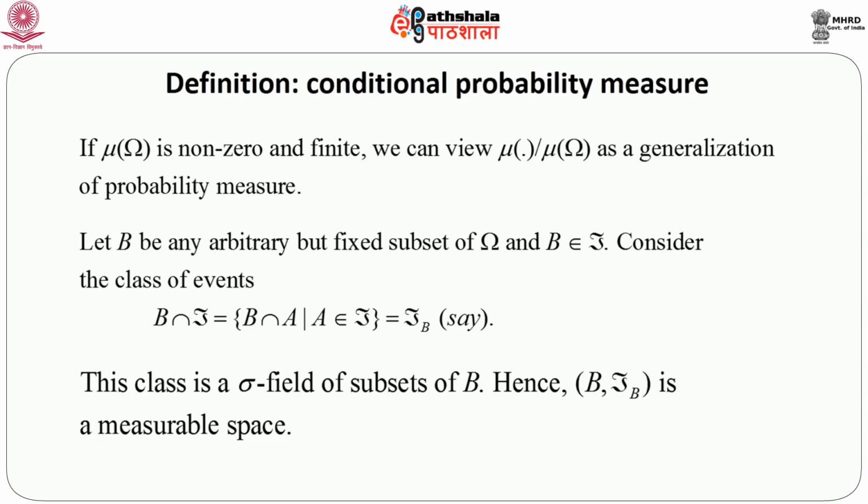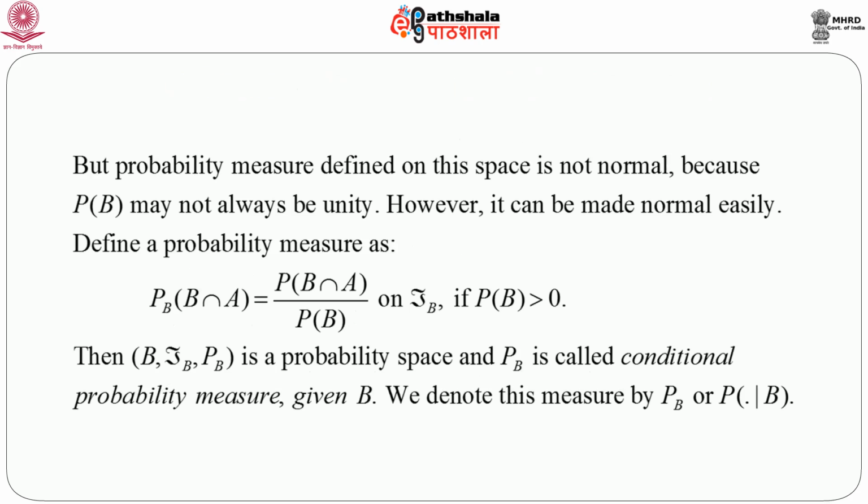Then this class is a sigma field of subsets of B. Since this is a sigma field, we can immediately say that B and script F_B is a measurable space. Now, once we have a measurable space, only then can we define a probability measure. So now we have a probability space.